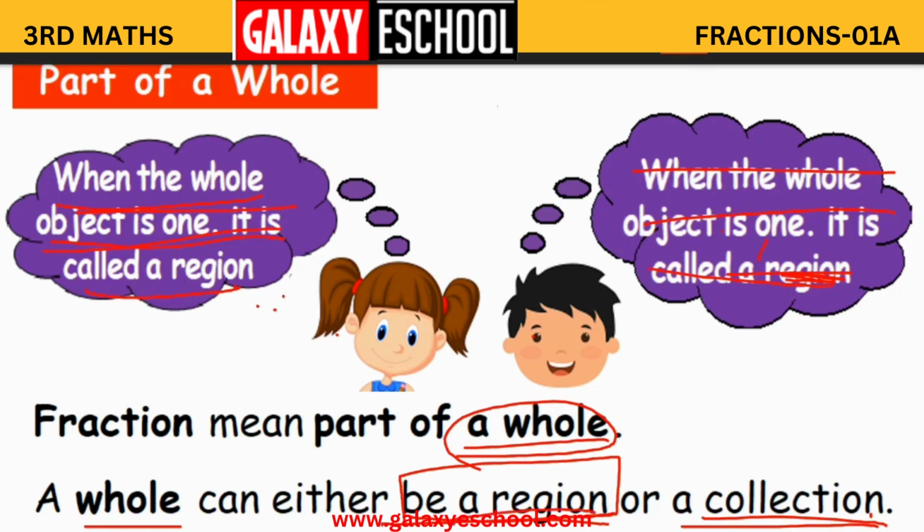When the whole object is more than one, it is called a collection.